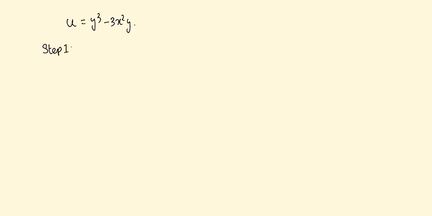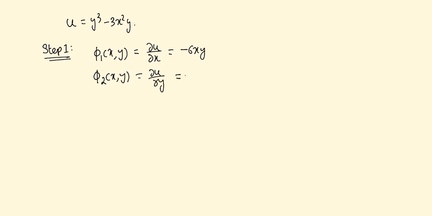Step 1 is you have to find del u upon del x and name it phi1 function of xy. So this value will be minus 6xy. Similarly, next we have to find del u upon del y and name it phi2 function of xy. That is equal to 3y square minus 3x square.